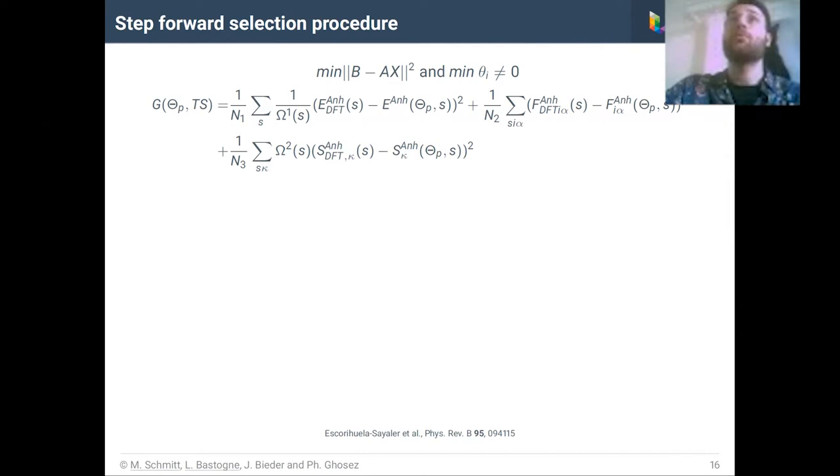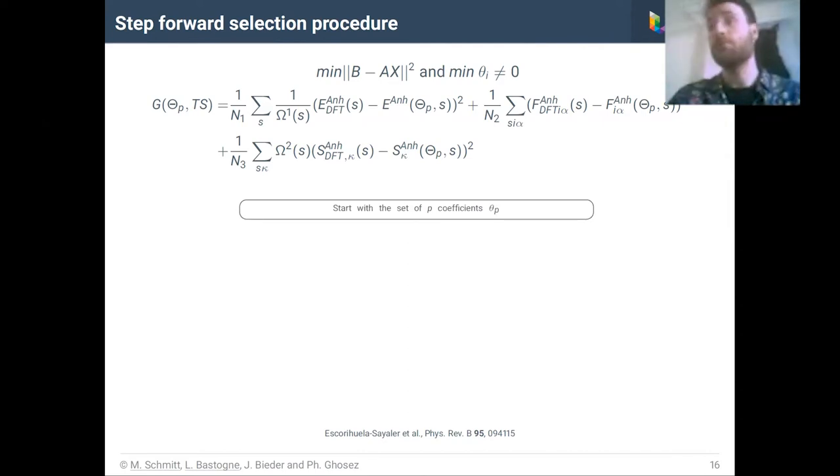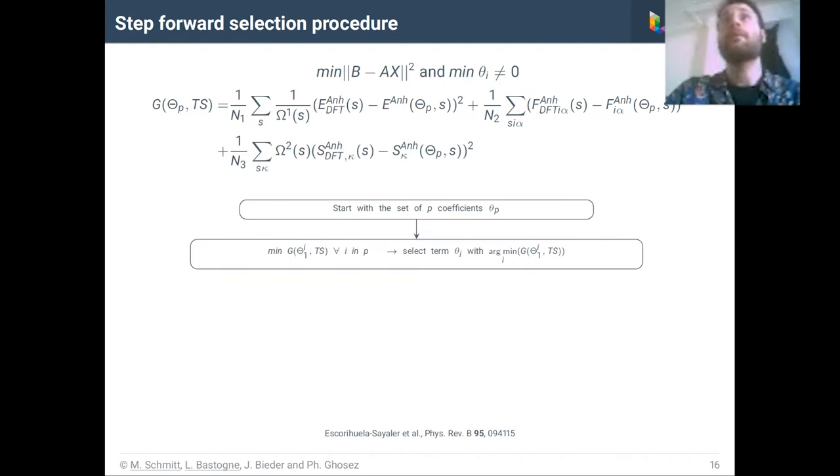And so then what you do is we generate the expansion, we get a set of p terms with the coefficients theta, and then we fit all coefficients individually. Just take one coefficient, we fit it, and we see how much we can reduce the goal function with just that one coefficient. And then we select the one that reduces the goal function the most.